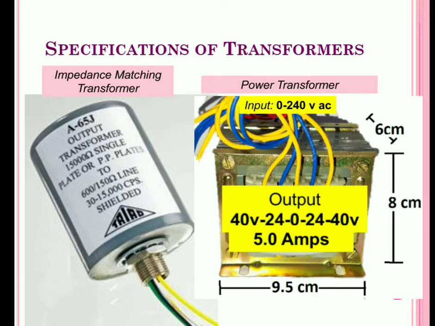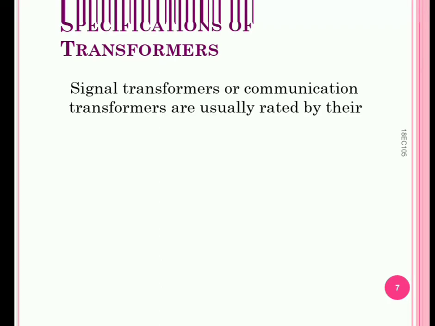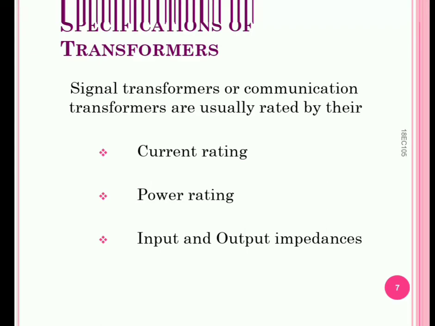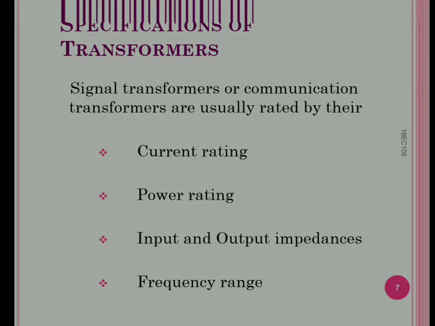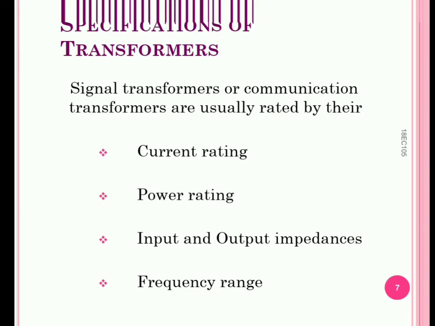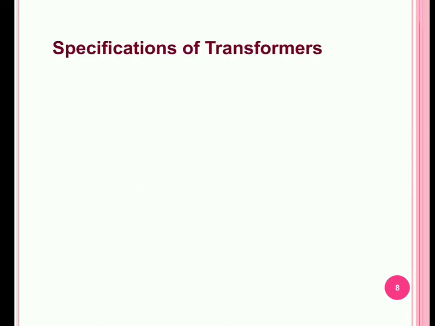Hope you understood that. Let us further see the specifications of transformers. The signal transformers or communication transformers are usually rated by their current rating, how much current they can handle. Then the other one is power rating. Then you have input and output impedances for impedance matching. Then you have the frequency range where it can work satisfactorily. The frequency range is also important for the specifications of the transformer.